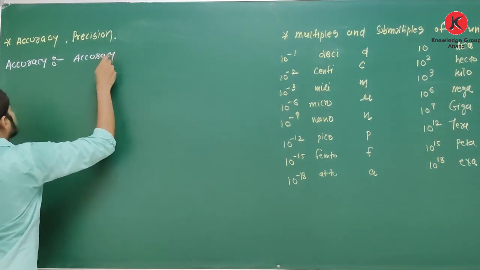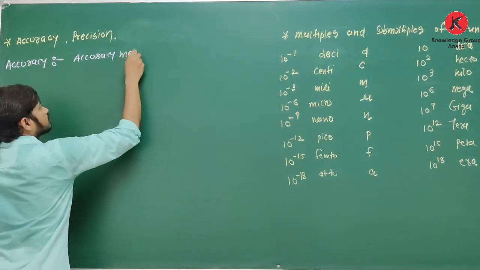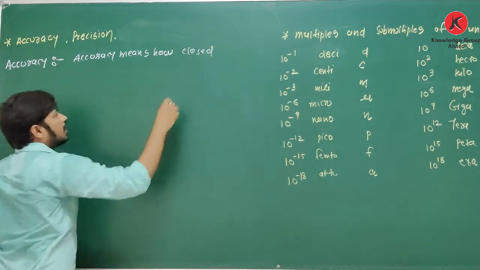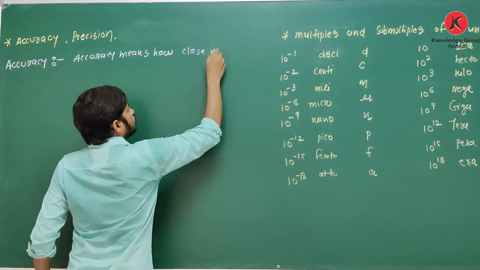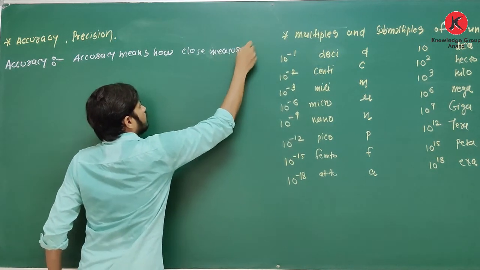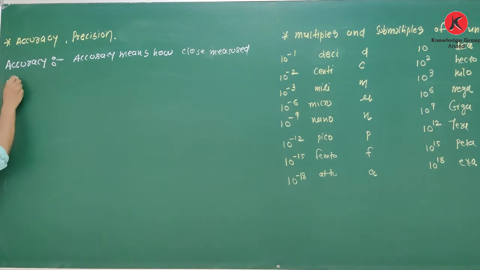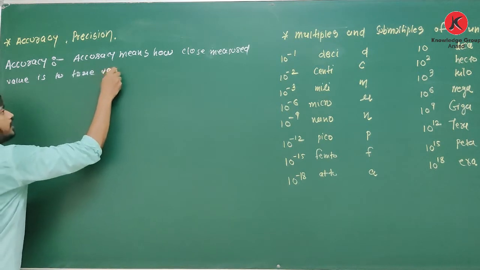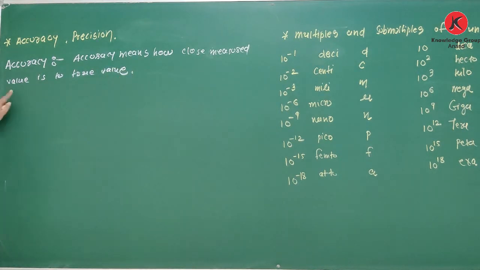Accuracy means how close the measured value is to the true value. Okay, how close measured value is to true value. How close? We will see with an example. Right now you have to remember the definition. Accuracy is a measure of how close the measured value is to the true value.